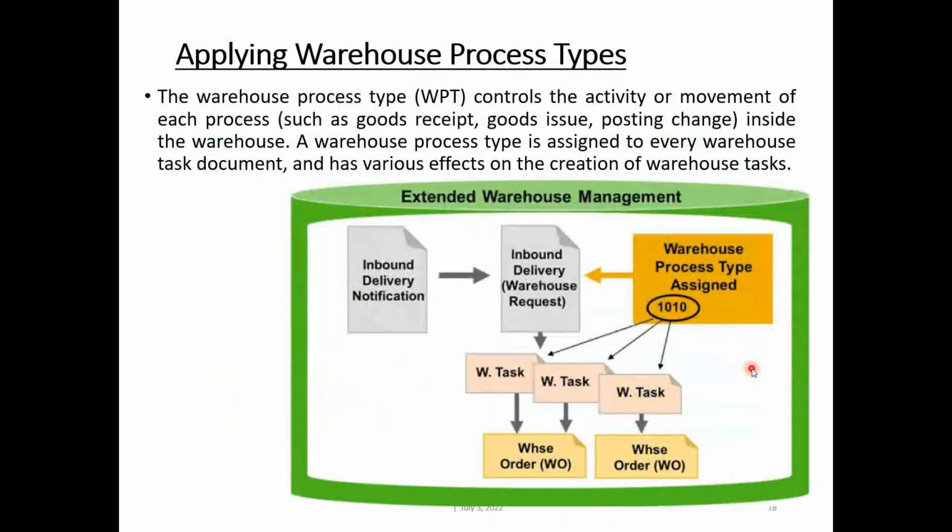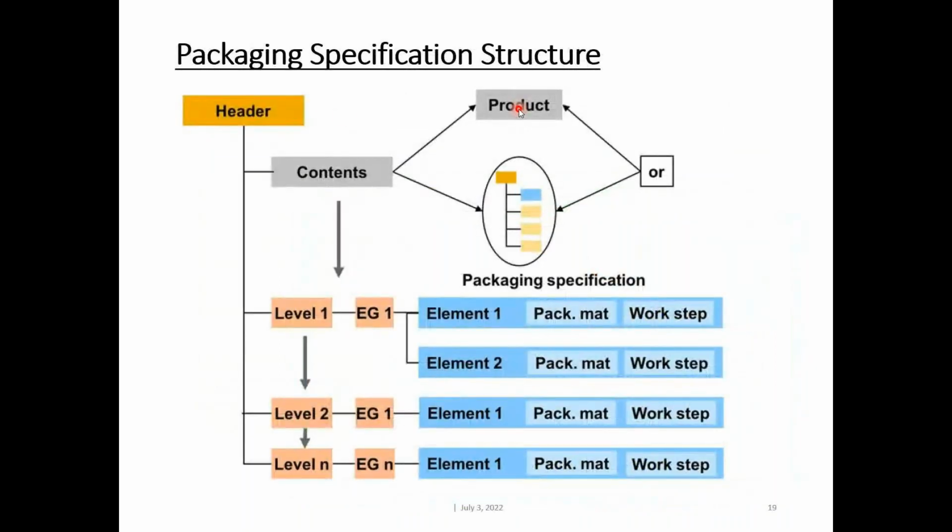Then we have a concept of WPT, which is warehouse process type. It is like a movement type we have in the ERP. For all the goods movement, we need a warehouse process type in the EWM. We have packaging specification, how you want to pack the product. You want to pack 10 bottles in one carton, or you want to pack 10 bottles in one carton and then 5 cartons in one pallet. So the packaging requirement of the warehouse will be addressed through packaging specification.